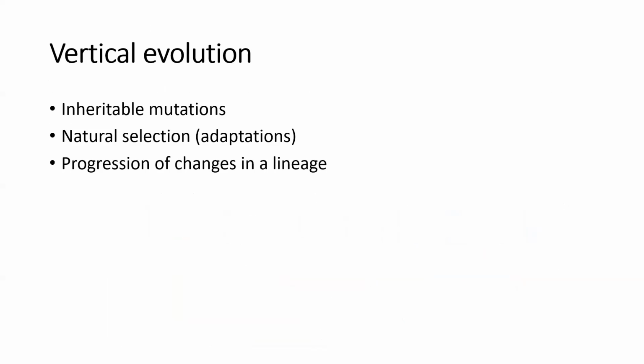So with vertical evolution, basically this is going from parent to offspring, parent to offspring, parent to offspring, which means that any types of inheritable mutations can be passed along. And also, from what Darwin observed, there is a natural selection process that occurs based on adaptation to the environment. As you move down the line through vertical evolution, you can see changes in the lineage.